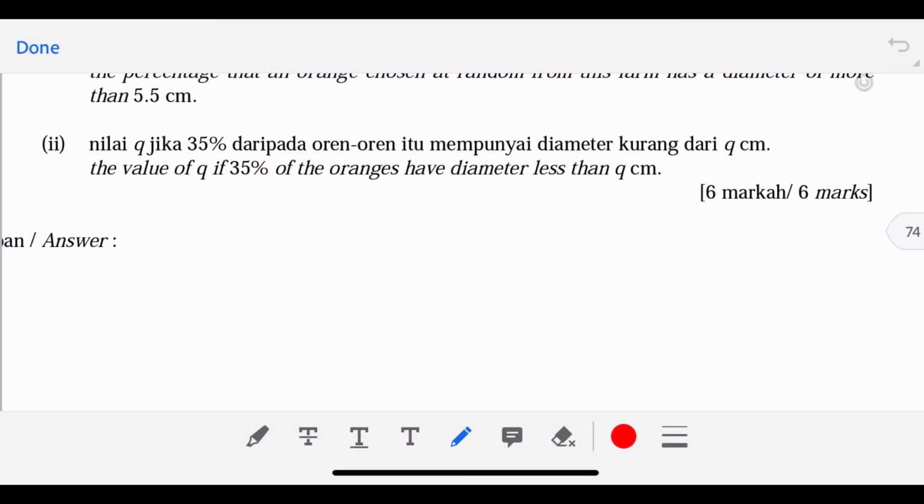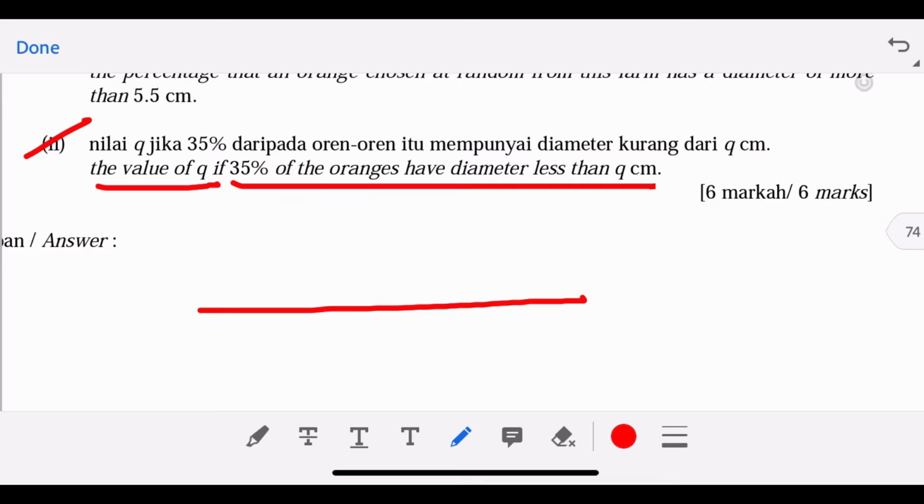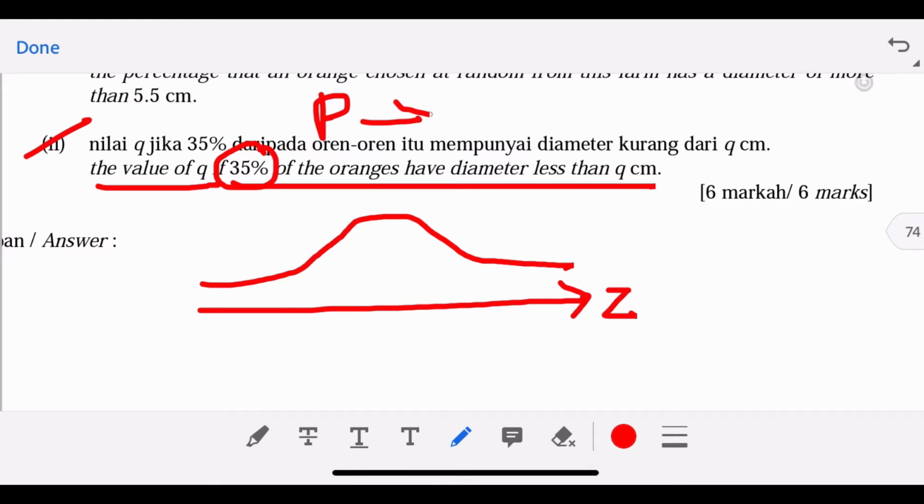Let's discuss B2. The value of Q if 35% of the oranges have the diameter less than 2 centimeter. So my advice to you is you should sketch a bell shape. Now this is Z first. From the probability, you have to sketch a bell with a Z, and then you have to convert to the X when it comes to diameter, right?